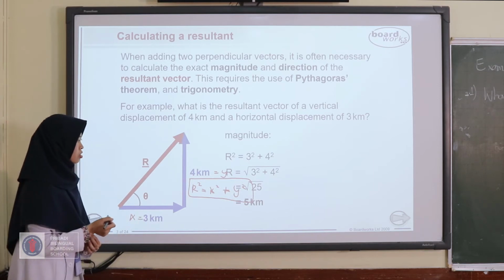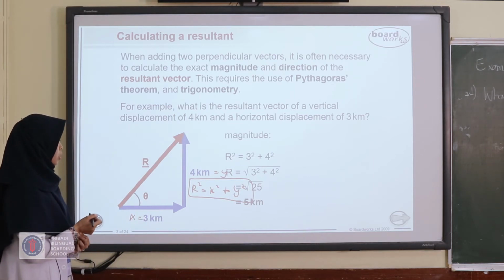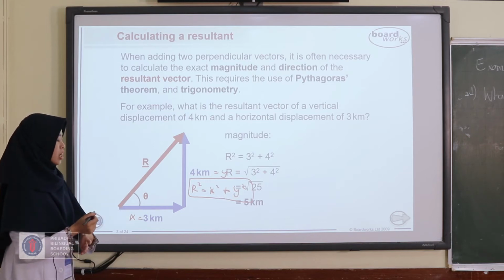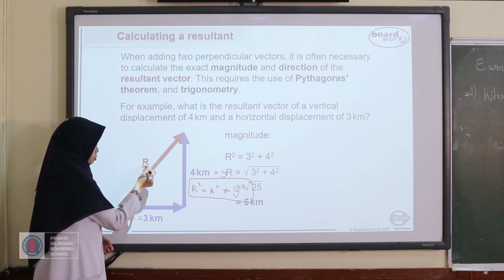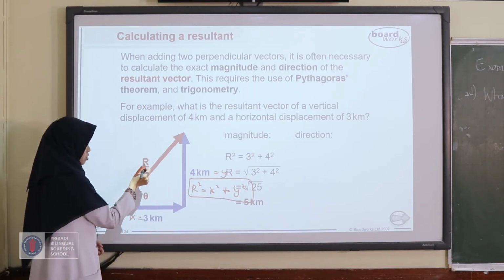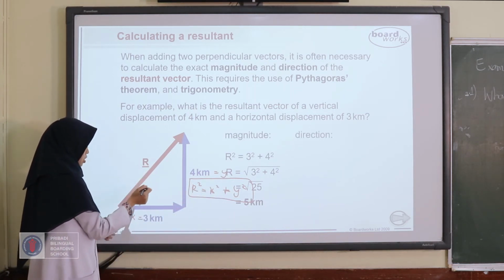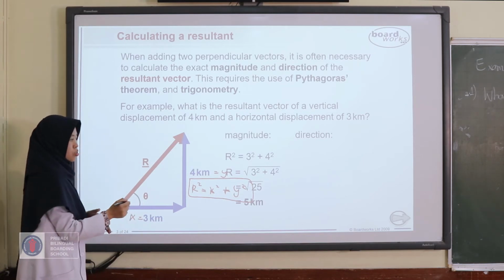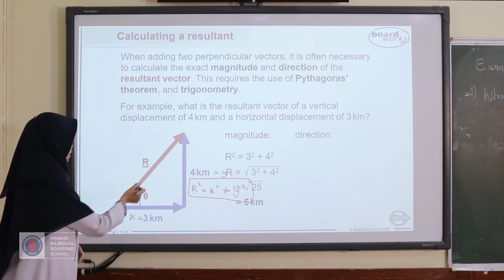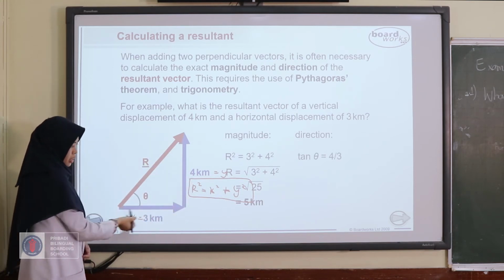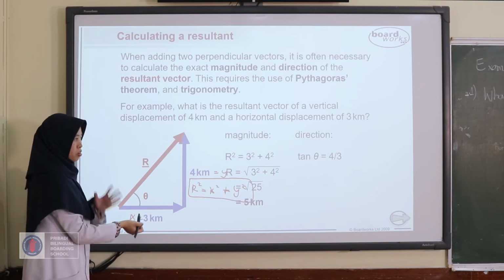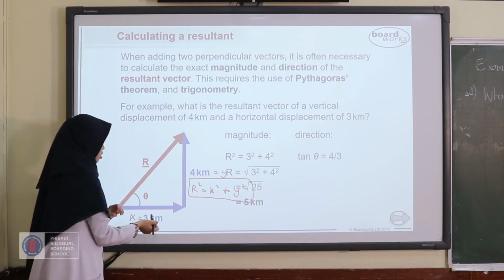Maybe some of you say to me, why don't we use sine or cosine? It's okay, it's up to you, because we already know this magnitude, so you can plug in the number for r, which is 5 kilometers. But here you can also use tangent theta, it's okay. Tangent theta is opposite divided by adjacent. You have to memorize those equations, okay?